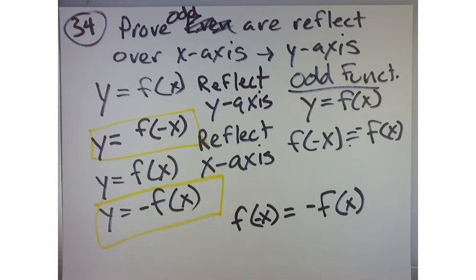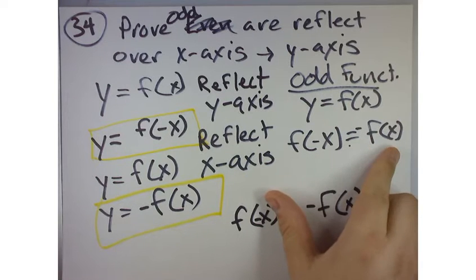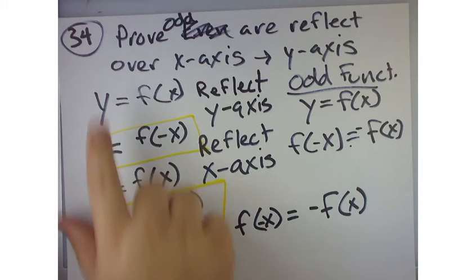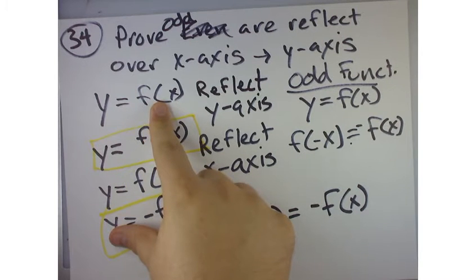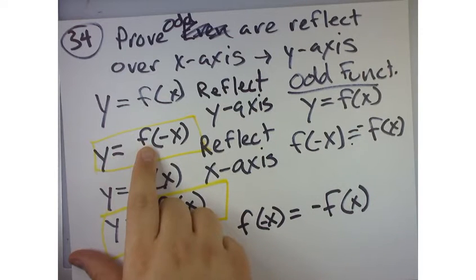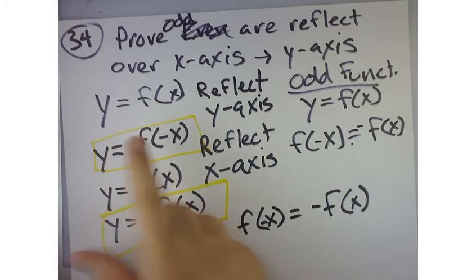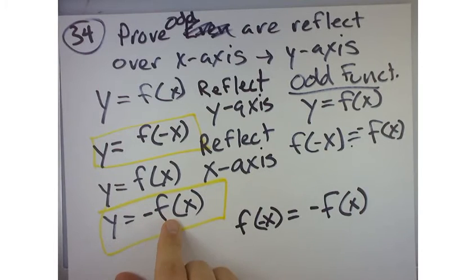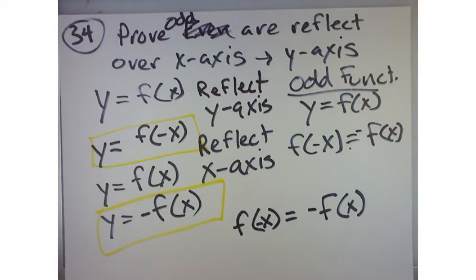The formal proof says let f be an odd function, that is, f of negative x is equal to negative f of x for all x in the domain of f. To reflect the graph y equals f of x across the y-axis, we need to make the transformation of y equals f of negative x. But f of negative x is equal to negative f of x if it's an odd function. That is the transformation that reflects it across the x-axis.